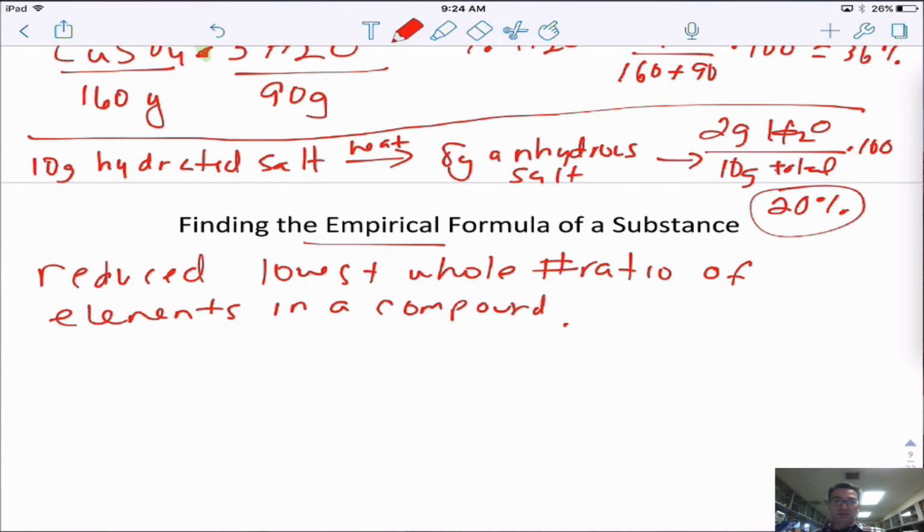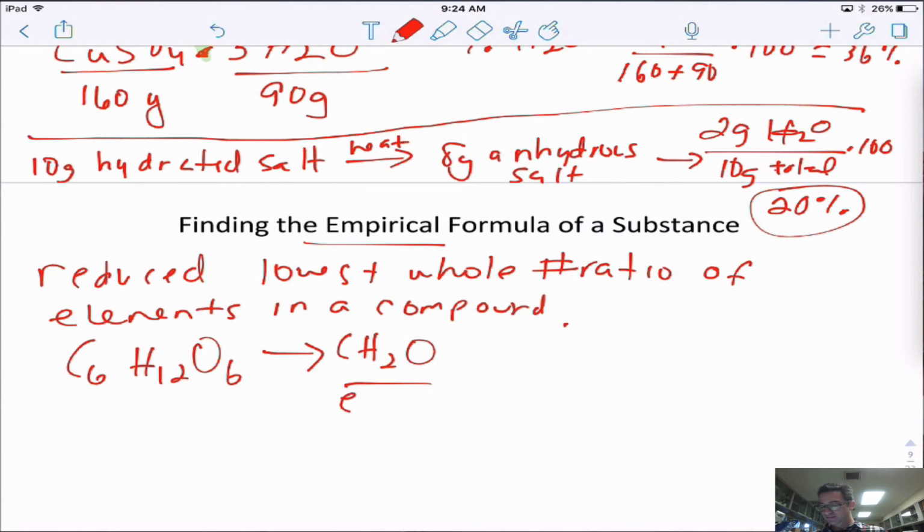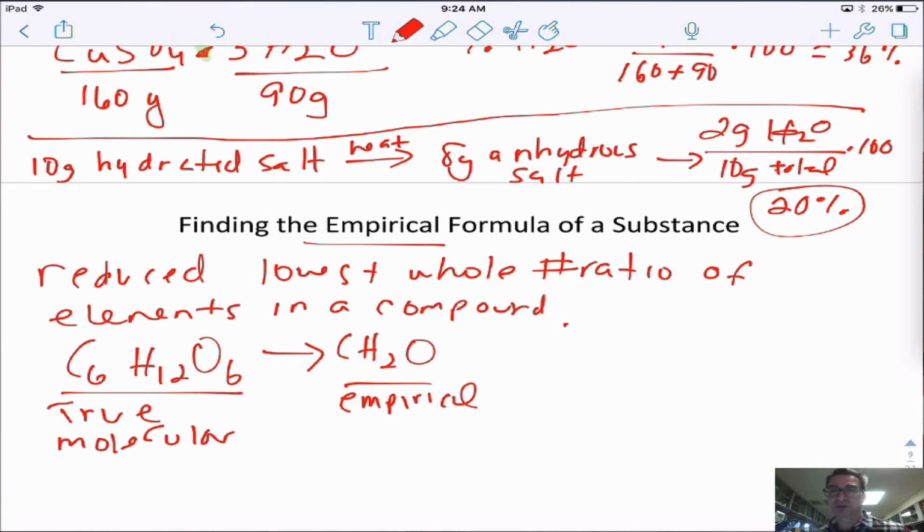And so what we're going to do is we're going to see if we have something like C6H12O6, what's the empirical formula for that? Take a second, try and work it out. How can I reduce those subscripts? Well, if you pause this and you try it out, you'll see that it's CH2O. I divided all of them by 6. This is my empirical formula. This formula over here is called my true formula. It is also called a molecular formula. So we have our true/molecular formula.